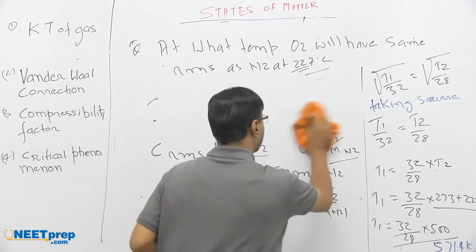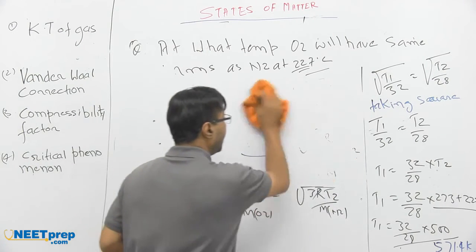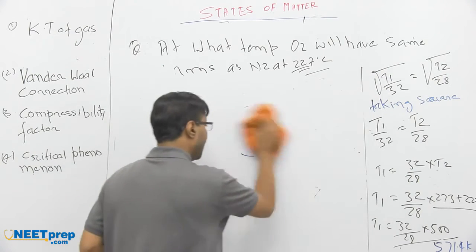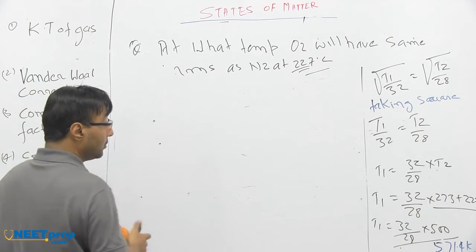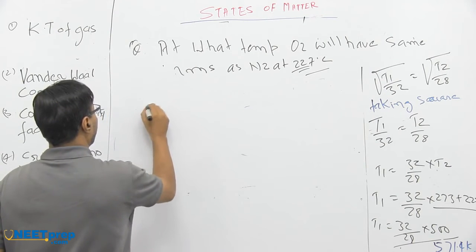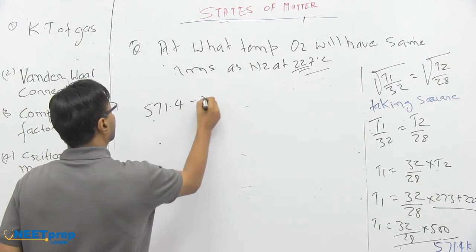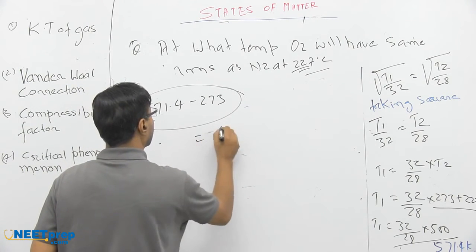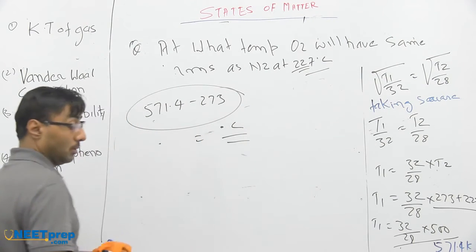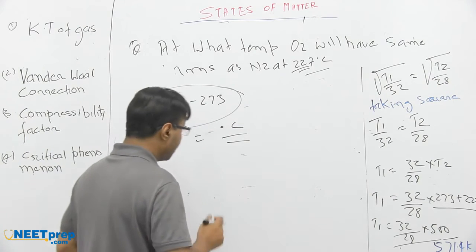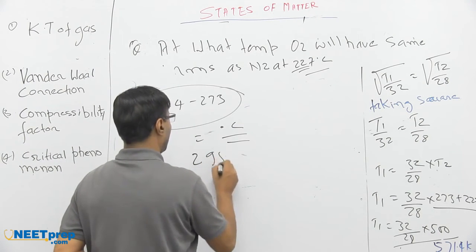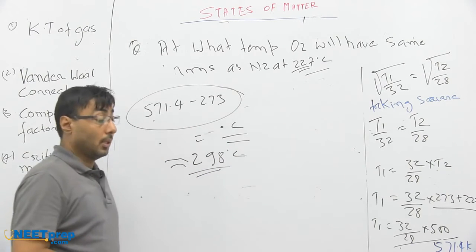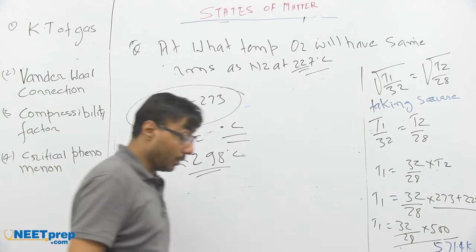Finally, when we solved, we got the answer 571.4 Kelvin. If it is given in Kelvin, okay. If it is not given in Kelvin, convert into Celsius. So 571.4 minus 273 will be the degree Celsius. The answer is approximately 298 degrees Celsius.